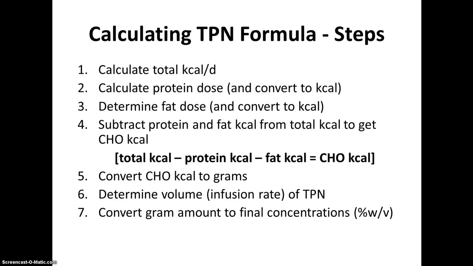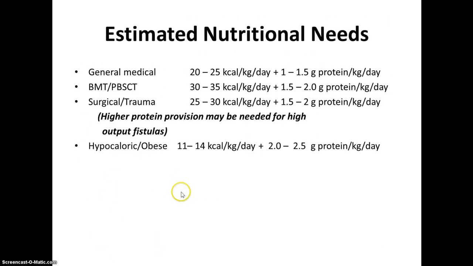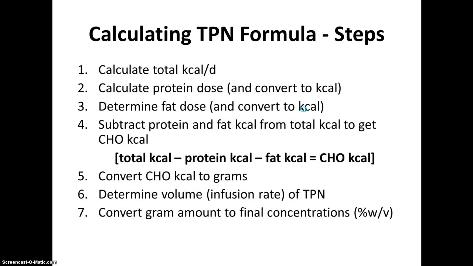So then the next step would be to calculate the protein dose, and then we'll convert that to kilocalories. Again, going back a few slides, in addition to the total kcals per kilogram per day, you can see various ranges for total daily protein dose per kilogram. Weight-based dosing is provided. So far, numbers 1 and 2 should be fairly straightforward, calculating total calories and protein dose. Then convert the protein dose. We multiply that by the constant of 4, for 4 kcals per gram of protein.